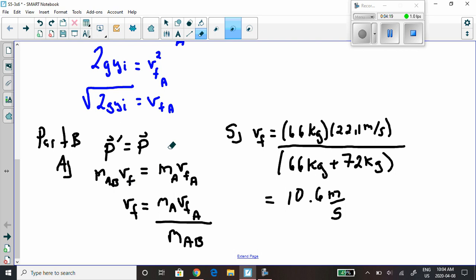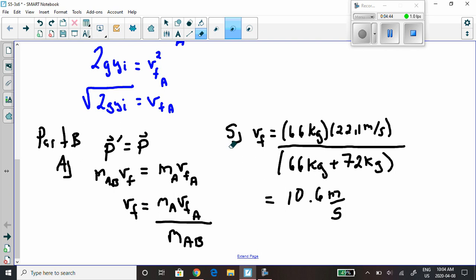And this is equal to the momentum before the collision. Well, the only thing moving before the collision was skier A. So that would be mass of skier A times speed of skier A final. That means the final as it just came down the hill. As odd as it may look to have a final here, that's what that is. So the final velocity of them together we get by dividing each side by the mass of the combined skiers. So we get this expression right here.